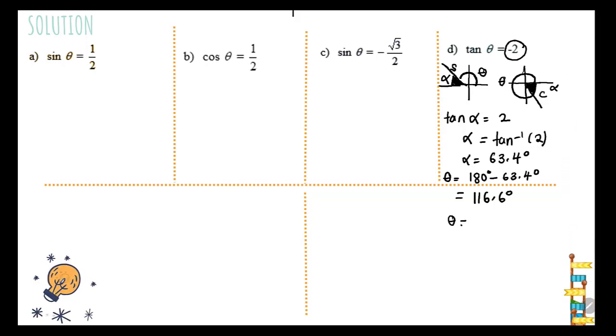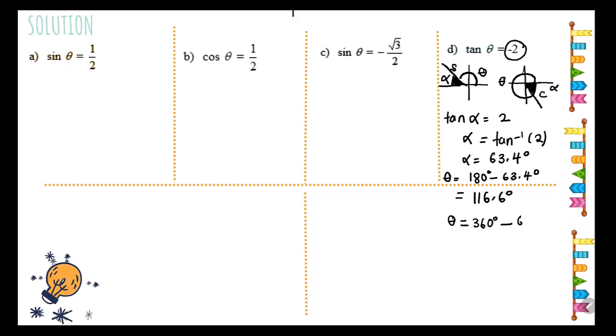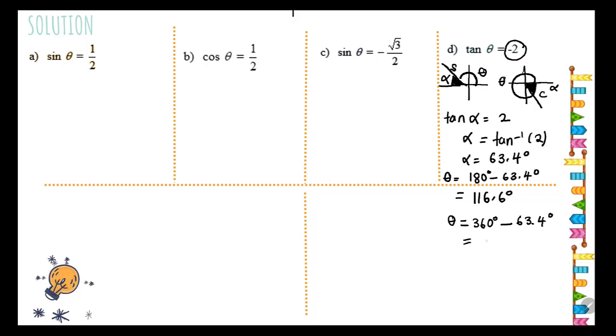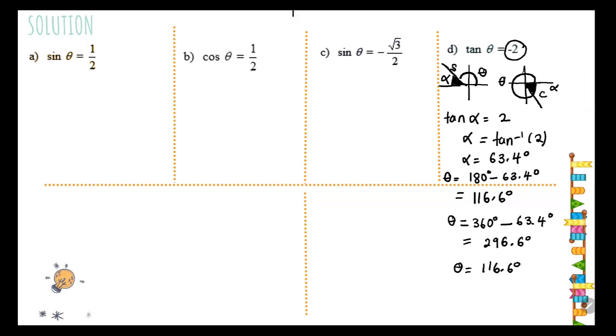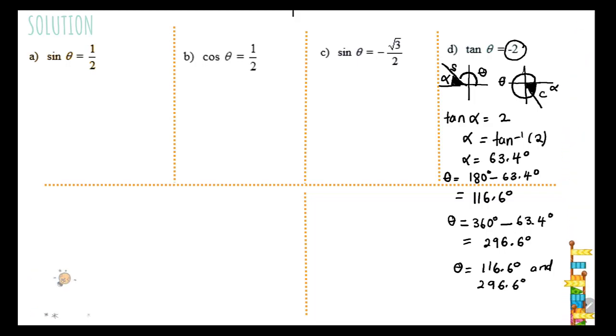Now we're going to find the angle on the fourth quadrant. To find theta, we take 360 degrees minus alpha, which is 63.4 degrees. So we will be getting 296.6 degrees. So we have two answers, 116.6 and 296.6 degrees.